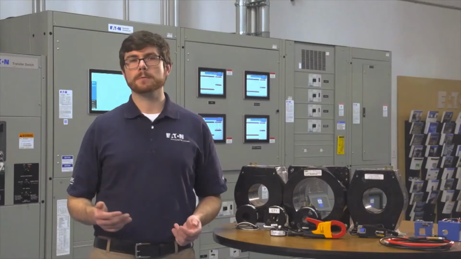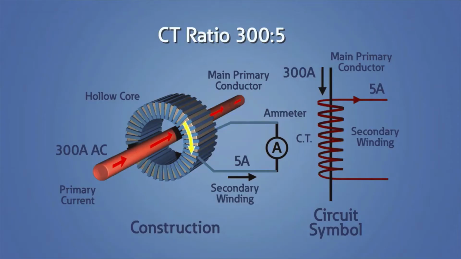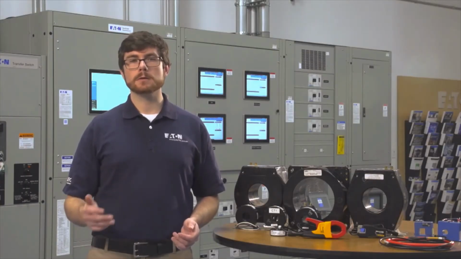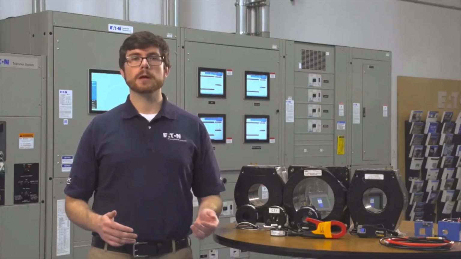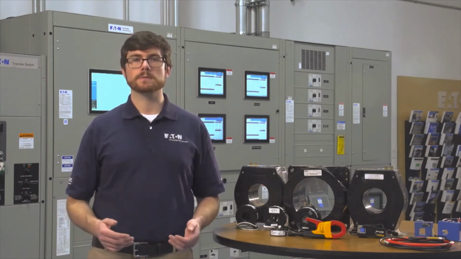Let's take, for example, 300:5 amps, meaning that a wire carrying 300 amps AC flowing through the core will produce 5 amps on the secondary winding. Most CTs have a 5 amp output, but others have 1 amp. So when interfacing with a meter or circuit breaker, the correct multiplier must be used that will convert the 5 amp or 1 amp to the actual measured value.